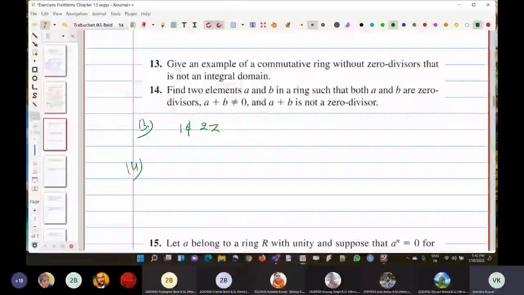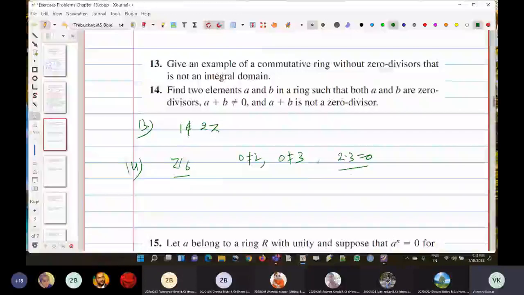Question 14. Find 2 elements a and b in a ring such that a and b are zero divisors, a plus b is non-zero, and a plus b is not a zero divisor. I think you can take Z6. 2 is non-zero, 3 is non-zero, but 2 times 3 is 0, na? So they are zero divisors.